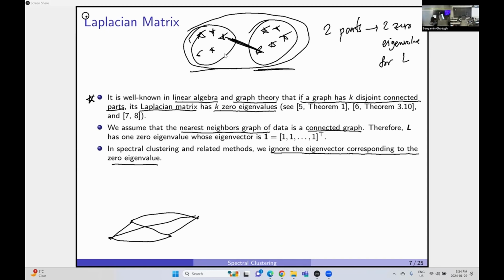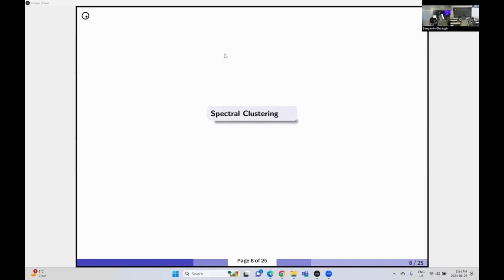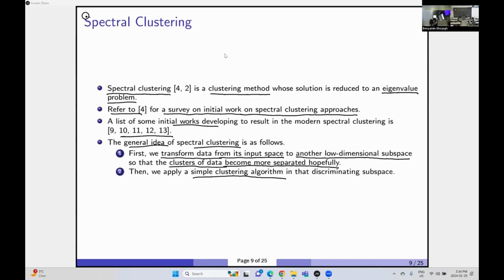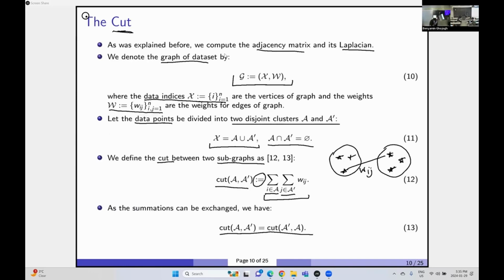And now we started the spectral clustering. We said, what is it? The main idea behind spectral clustering is to find the subspace. We project data onto the subspace. We reduce the dimensionality in the embedding space, in the subspace. Hopefully, the clusters become more separated from each other in terms of their patterns, right? And then we apply a simple clustering algorithm such as K-means in that subspace, right? Right. And we defined cut.